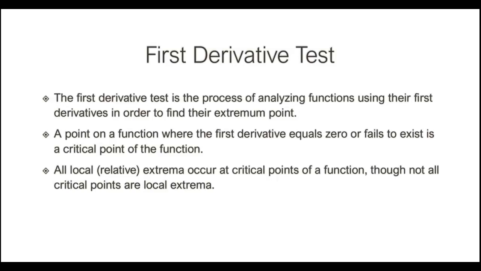A critical point represents an extrema if you have a sign change around it. So the original has to go from increasing to decreasing or decreasing to increasing. And the only way that happens is if it goes from positive to negative or negative to positive.